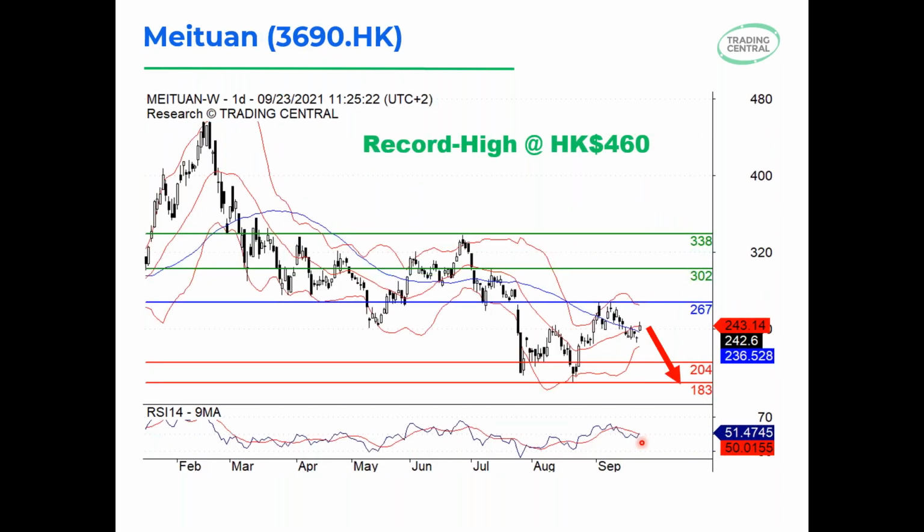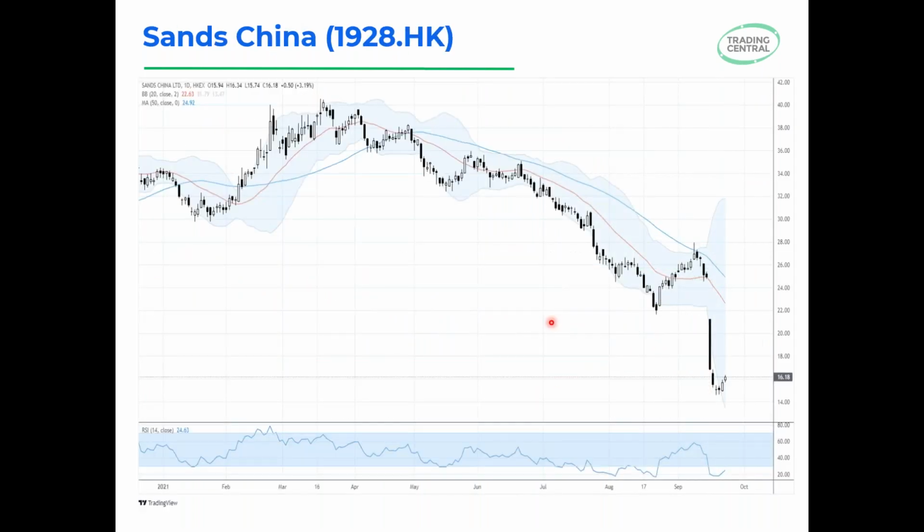Okay, Meituan also, you see, also not very impressive. We do not see very impressive patterns for these tech stocks, okay? So after tech stocks, what then? We have Macau casino stocks.